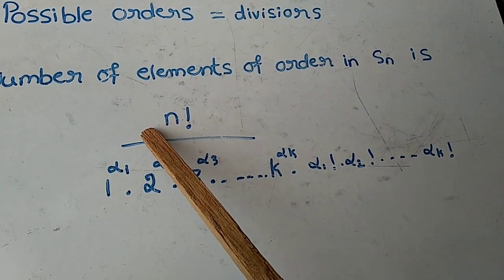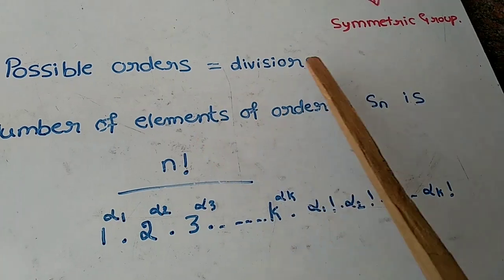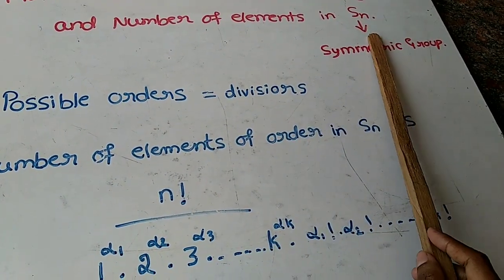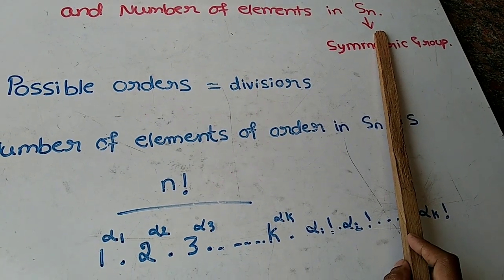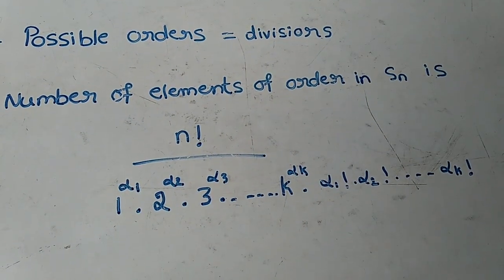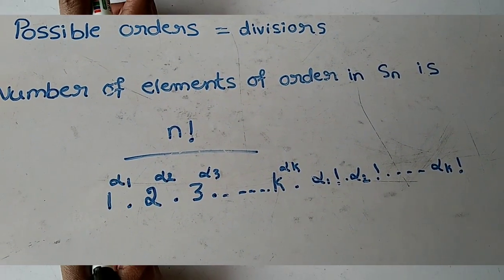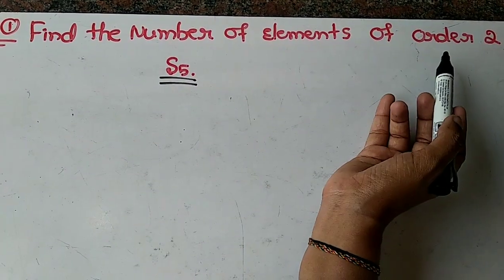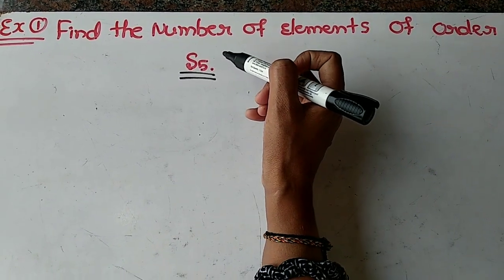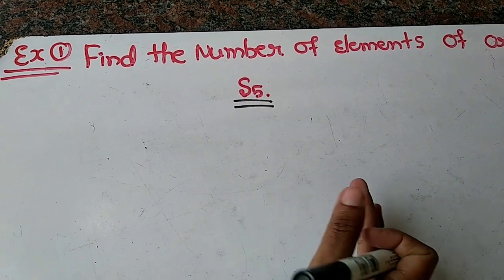So what does this n denote? It is the total number of elements. Here the cardinality of Sn gives you n. If it is S3, then what is the cardinality of S3? That is nothing but 3. Got it? Let me see an example, then it will be clear to you. The number of elements of order 2 in S5. This needs some more concentration, so please pay attention for solving this type of question.